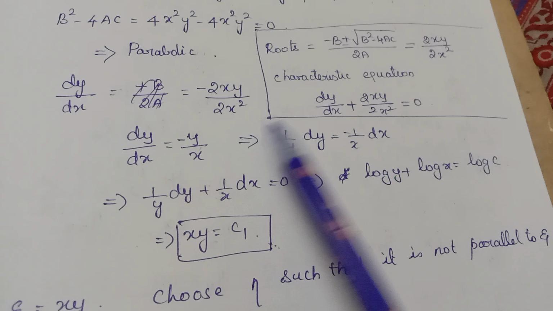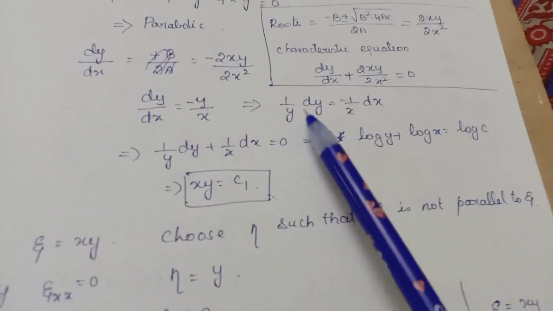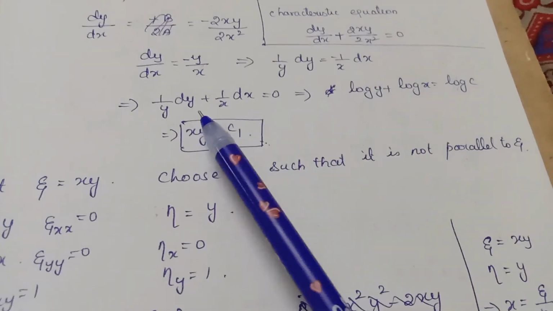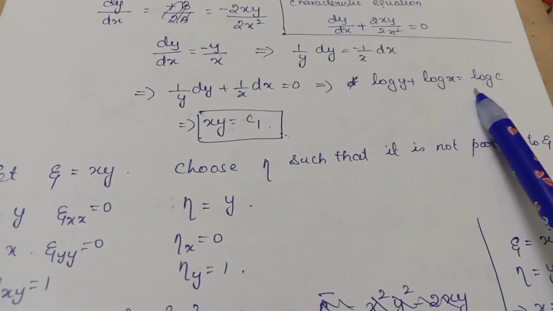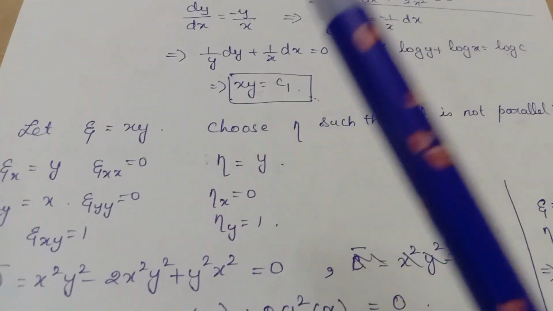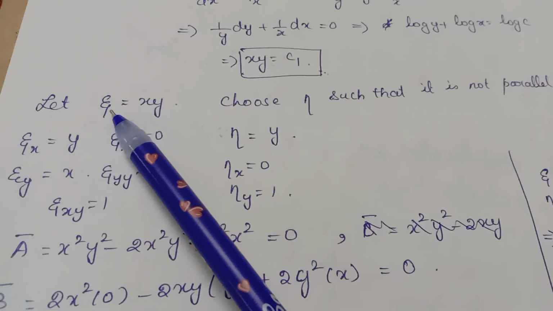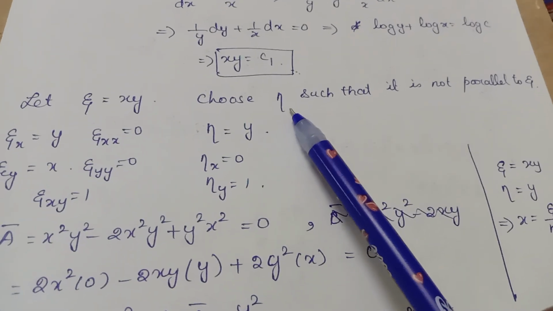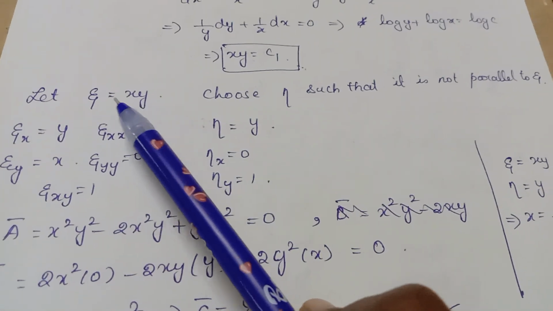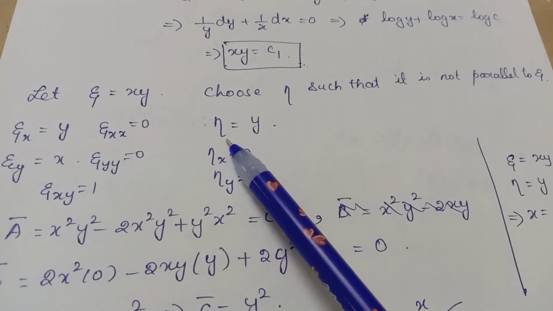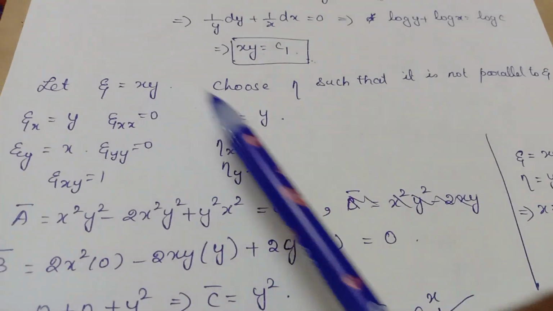Dy by dx is equal to minus y by x, no? So 1 by y dy equal to minus 1 by x dx. So if you integrate, you get log y plus log x equal to log c, otherwise xy equal to c1. So this is taken to be my psi, and eta you have to choose such that it is not parallel to psi. Okay, let me choose eta equal to y so that they won't be parallel to each other.